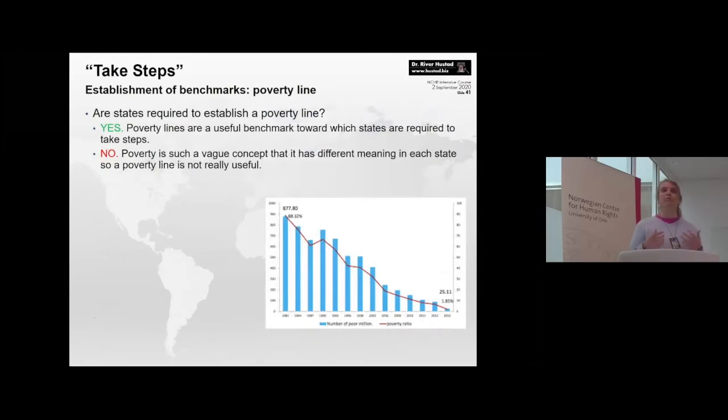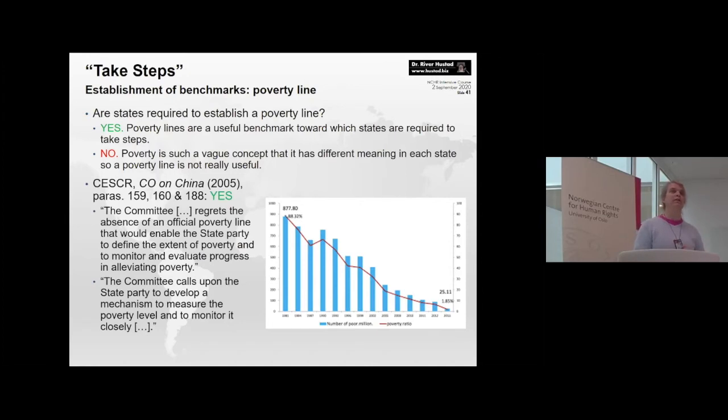So part of those benchmarks is establishing a poverty line. Is a state required to establish a poverty line? I read that some years ago, Denmark did away with its poverty line and said it wasn't very useful to have one. But the committee has said that there should be an official poverty line. That's the way to establish what areas need particularly to be worked on.